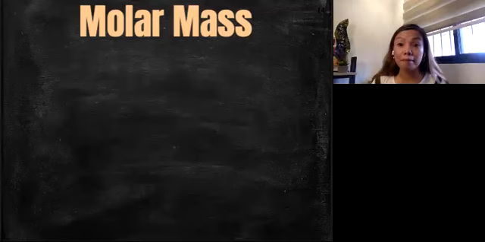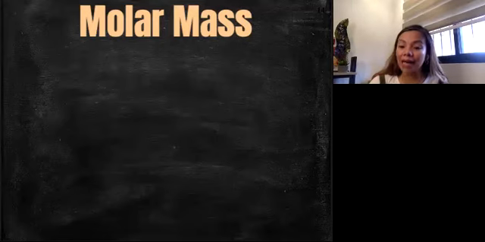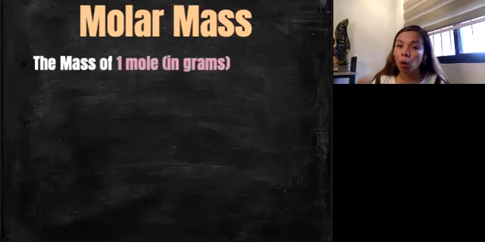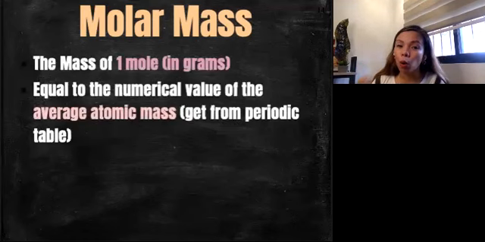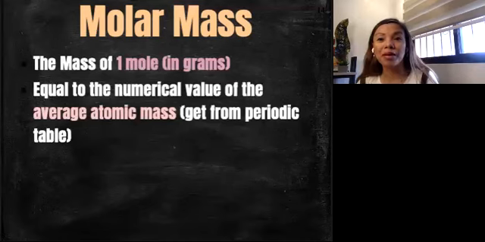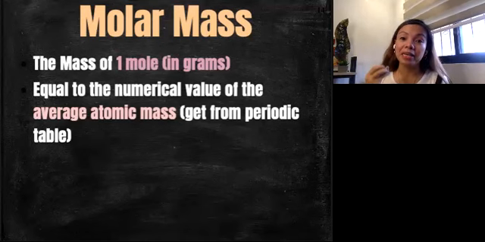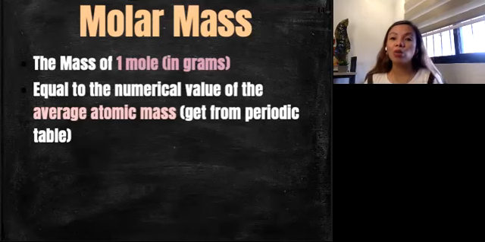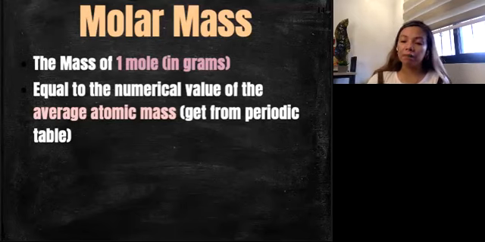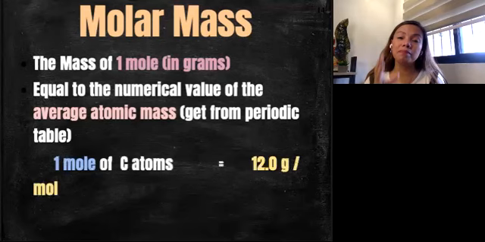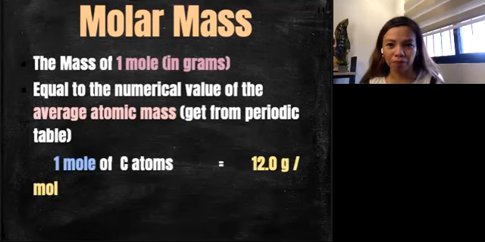Now let's focus first on the molar mass. When we say molar mass, it is the mass of 1 mole in grams. It is equal to the numerical value of the average atomic mass. And where do we get this? We use the periodic table. So when we say 1 mole of carbon atoms, it also means 12.0 grams per mole.